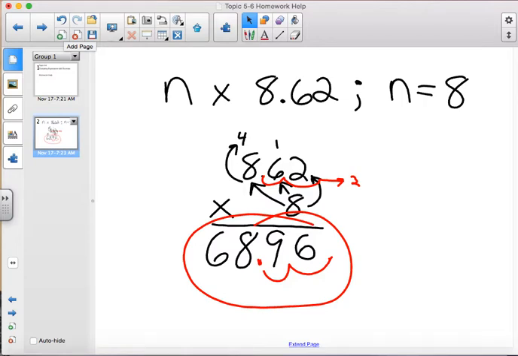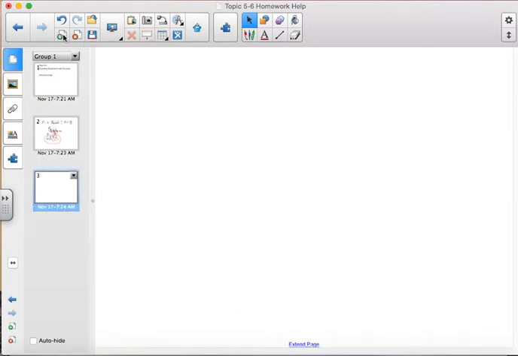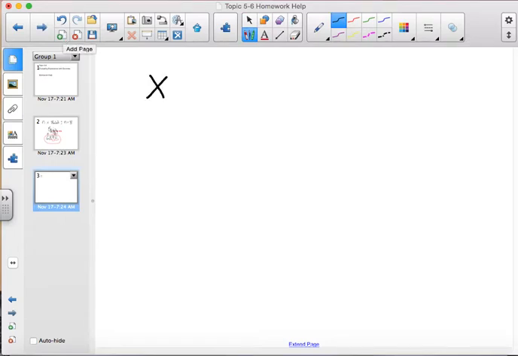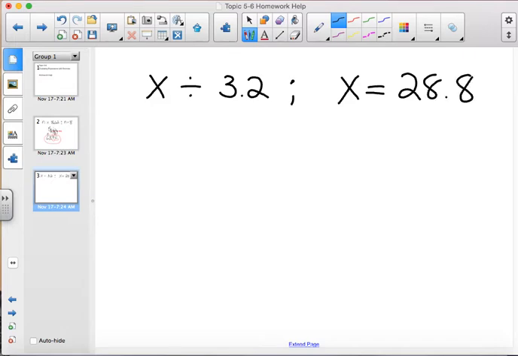Okay, let's try another one. Try this one. X divided by 3.2, or 3 2/10, where the value of x is 28 and 8/10. So I'll pause the video and you go ahead and solve that problem.